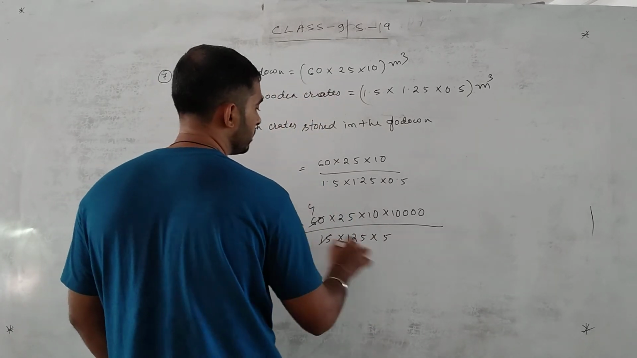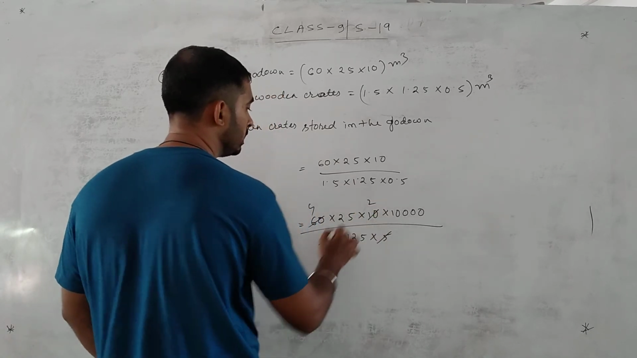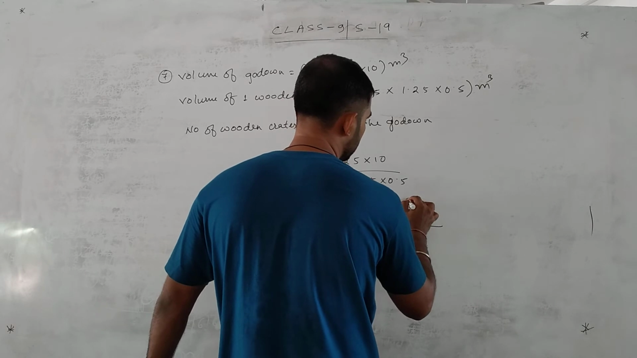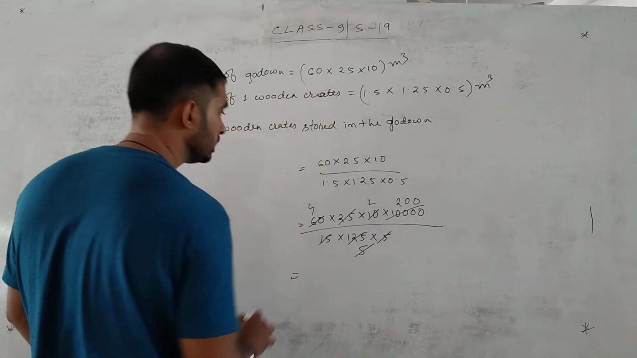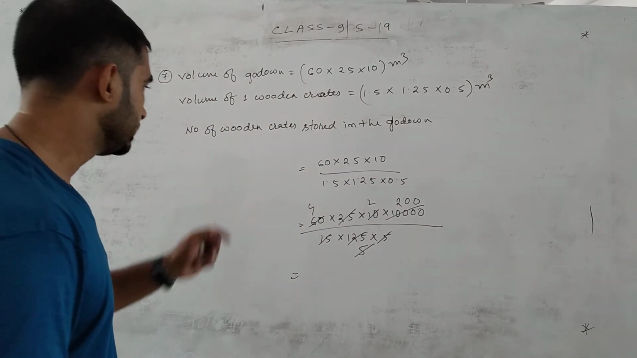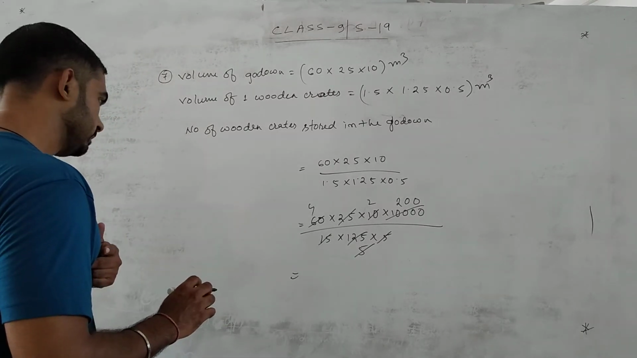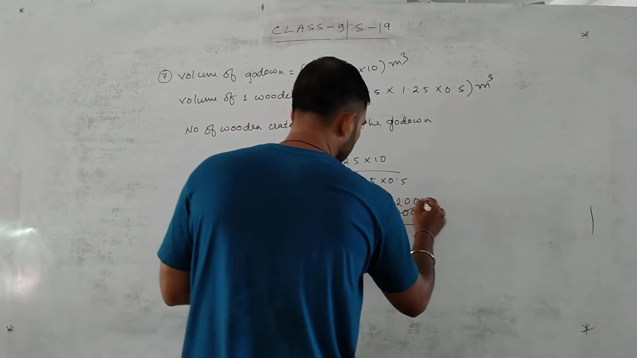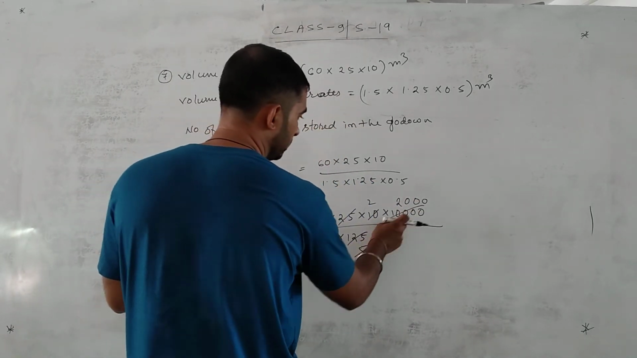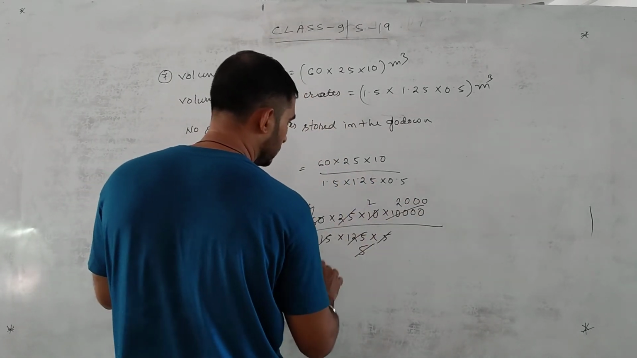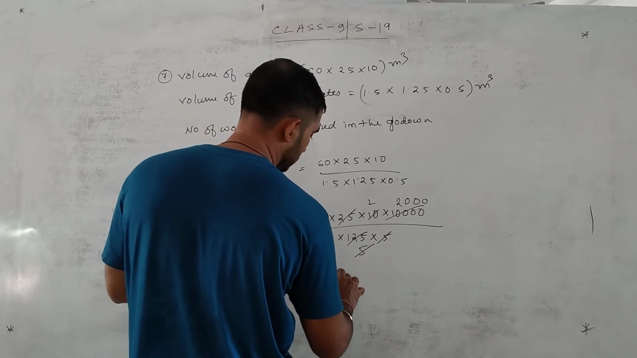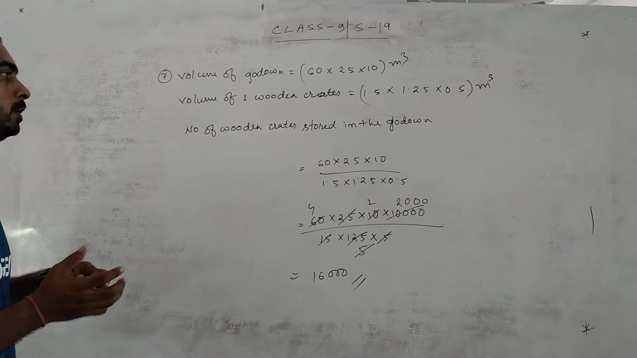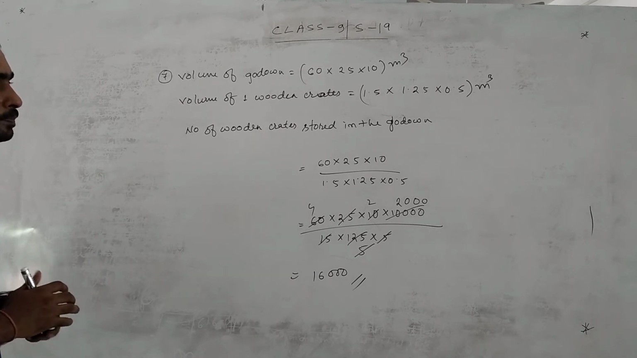15 4s are 60, 5 2s are 10, so 1500 into 4, 16, 1600. 5 2s are 10, 8 2s are 16, 16,000. So 16,000 wooden crates can be stored in the godown.